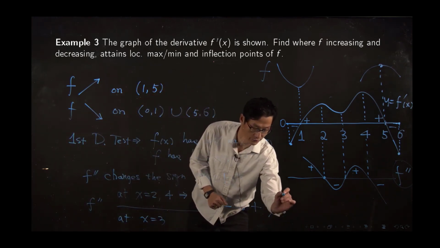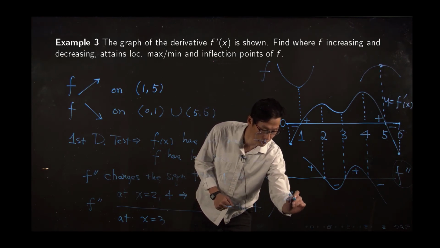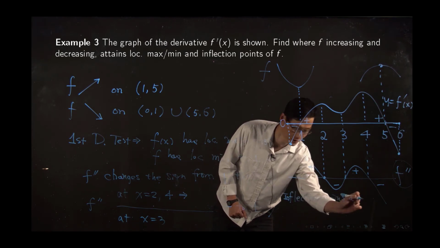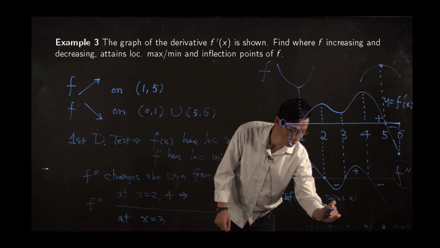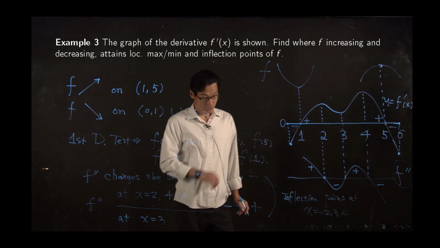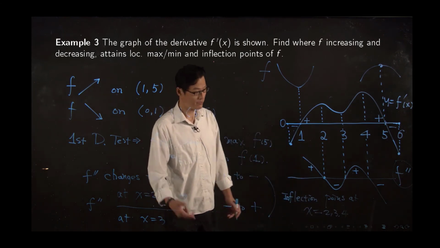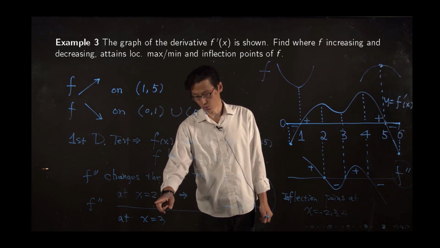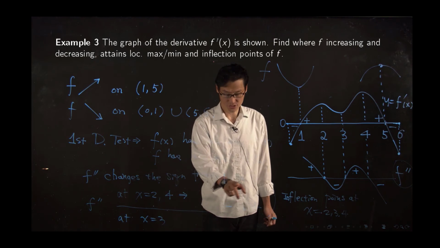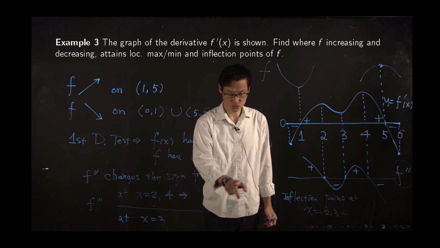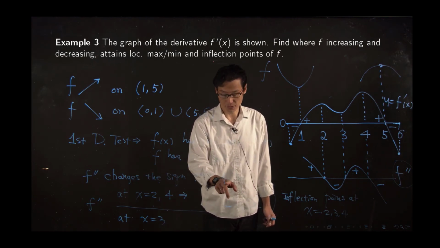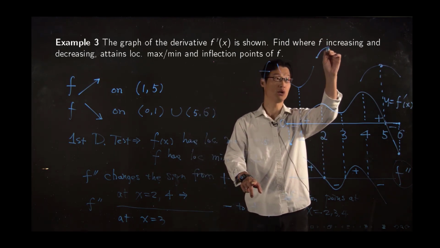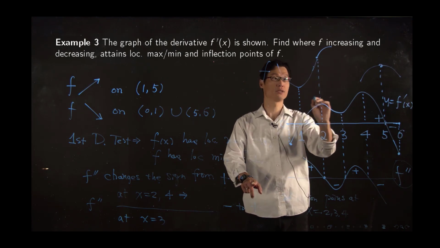So combining, we have inflection points at x equals 2, 3, 4. Well, you can describe the behavior of the function in detail. When x equals 2, it changes sign from positive to negative, concave upward to downward. So upward to downward, like this.